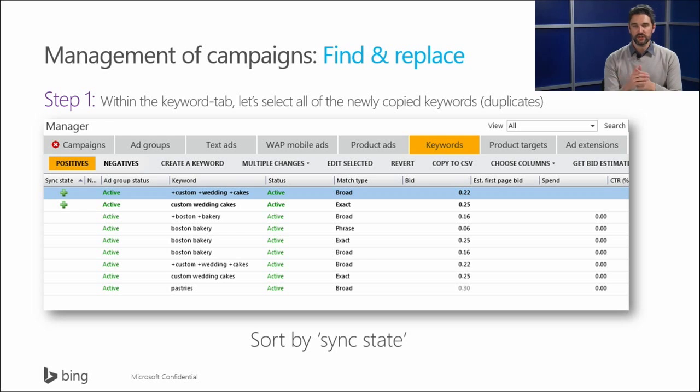And in this situation, first I want to tackle all the keyword changes because I know my keywords now have to be specific to a different state. So you can see in the example here, I have gone into my sync state, which just shows me anything that's new, anything that I've recently added in or adjusted. I can sort by that, so you can see custom wedding cakes.